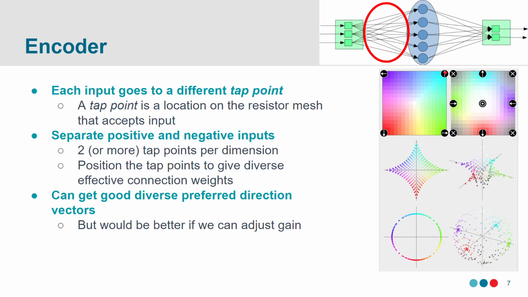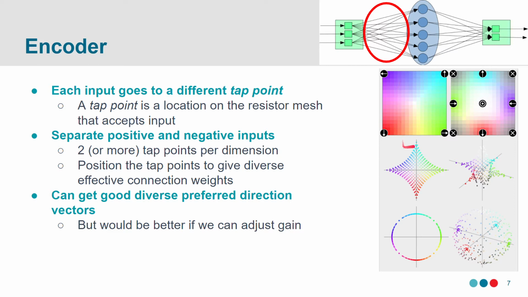I'm partly separating out the positive and negative just because, hardware-wise, it's nicer to separate out positive and negative inputs. You tend to need different circuitry for that. But it's also the case that this layout is going to give us pretty diverse connection weights. And that's what we're trying to depict down here.